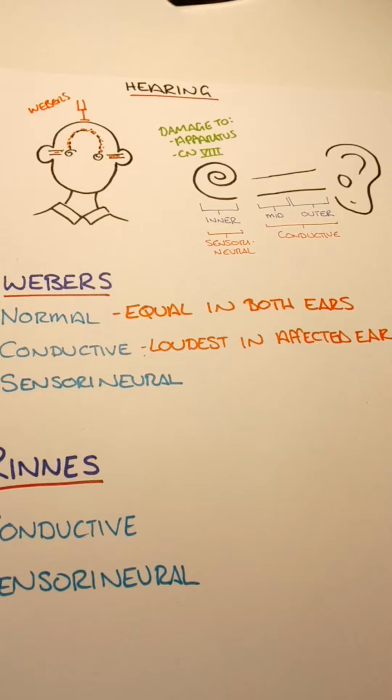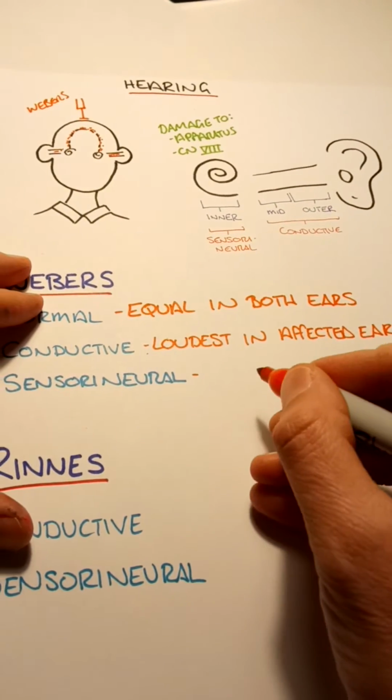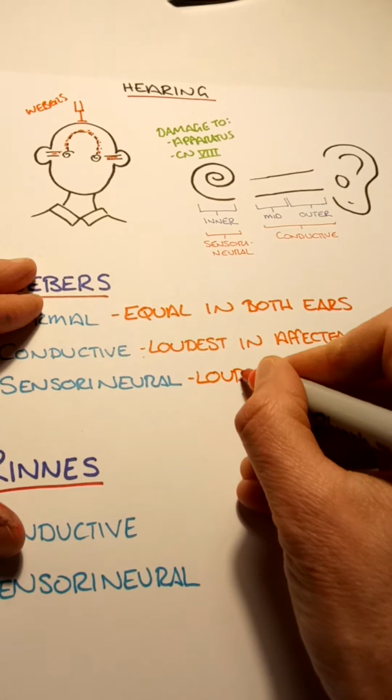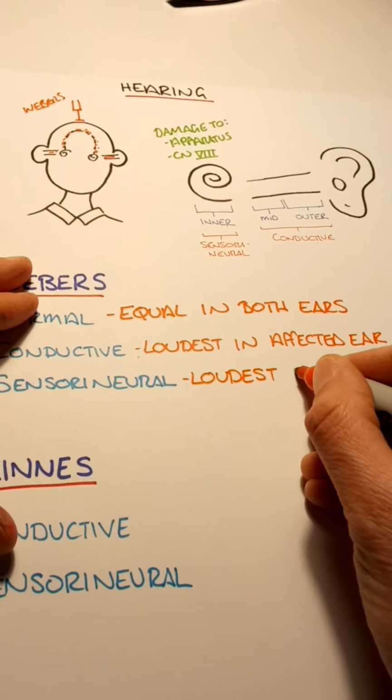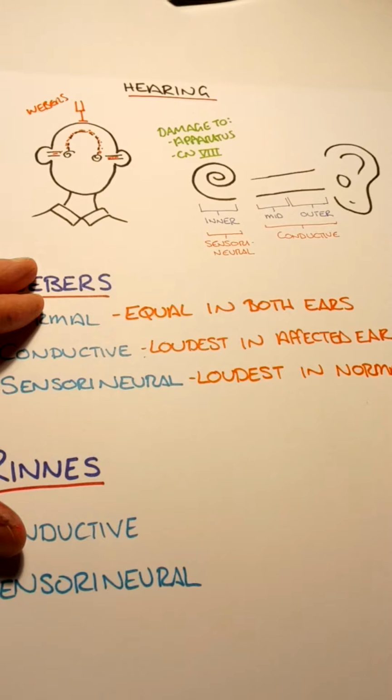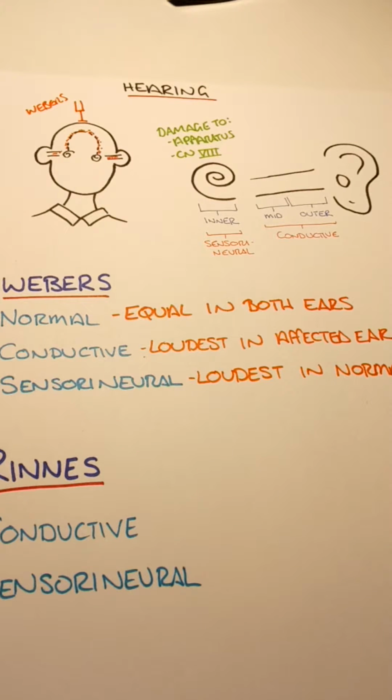In a sensory neural loss on a Weber's test, the sound is heard loudest in the normal ear. Okay, so that's your potentials for your Weber's test.